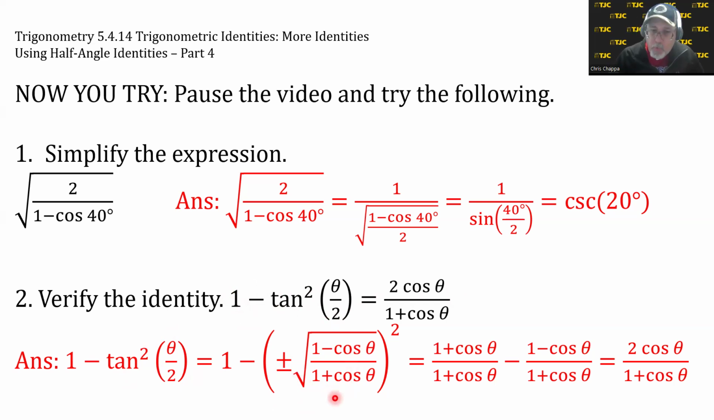I chose the square root one because it's about to get squared. It would kill the square root and the plus minus, leaving 1 minus cosine theta over 1 plus cosine theta. And in anticipation of subtracting fractions, I rewrote the 1 as 1 plus cosine theta over 1 plus cosine theta. And upon subtracting carefully, watch your signs when you subtract the second fraction, it should collapse down to the desired result.